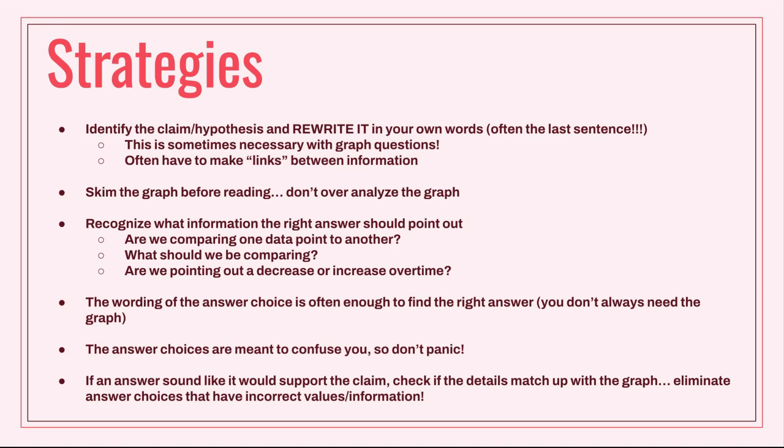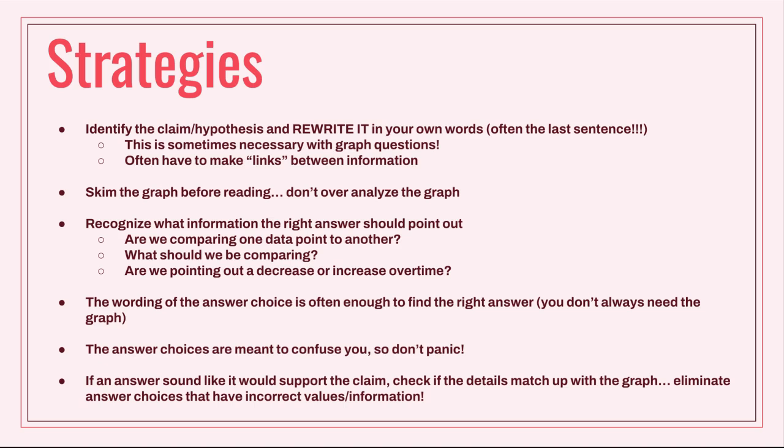Sometimes, though, you don't always need to fully understand the graph, because once you read the passage, you need to recognize what information the right answer should be pointing out quite clearly. So, are we comparing one data point to another? If we are, what should we be comparing? Or are we pointing out a decrease or increase over time? So, even without looking at the graph or the answer choices, after we read the passage, we should be figuring out, okay, what should the answer include?